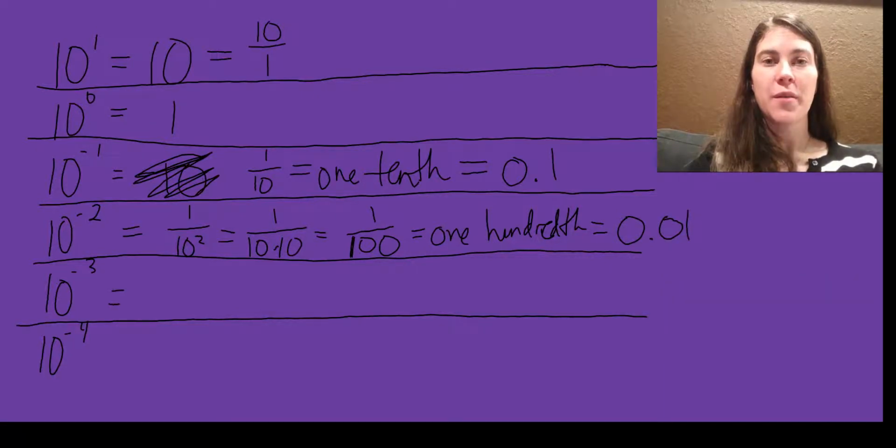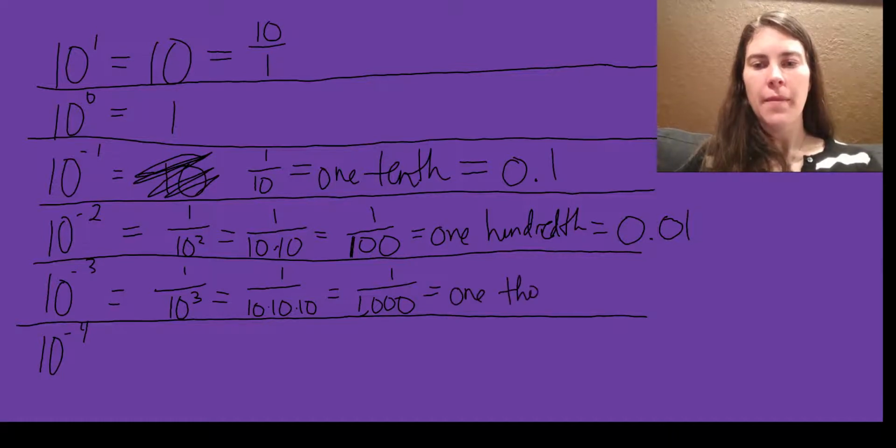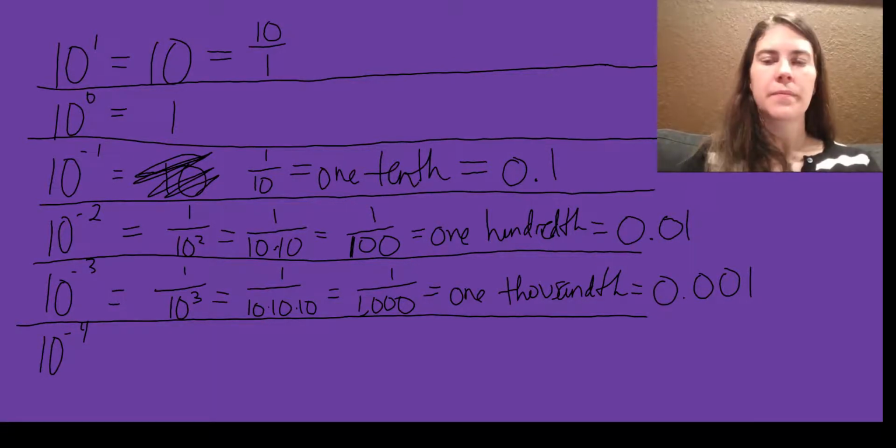All right, ready for 10 to the negative third power? That is 1 over 10 cubed, 1 over 10 to the third power. So that's 1 over 10 times 10 times 10, 1 over 1,000, remember notice my comma, 1,000th. In decimals, we write it like this. Actually, I don't like the way I've organized this.